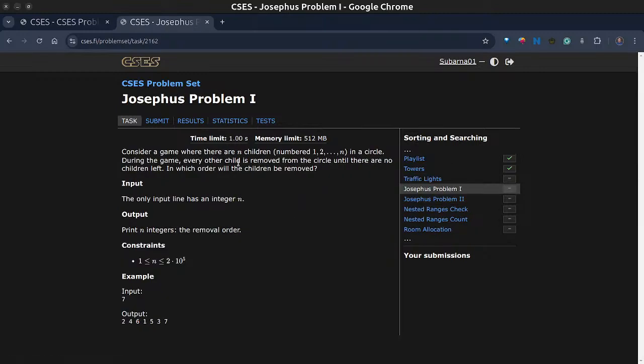Consider a game where there are n children numbered 1 to n in a circle. During the game, every other child is removed from the circle until there are no children left. In which order will the children be removed? Oh yeah, Josephus problem. This is called the Josephus problem.